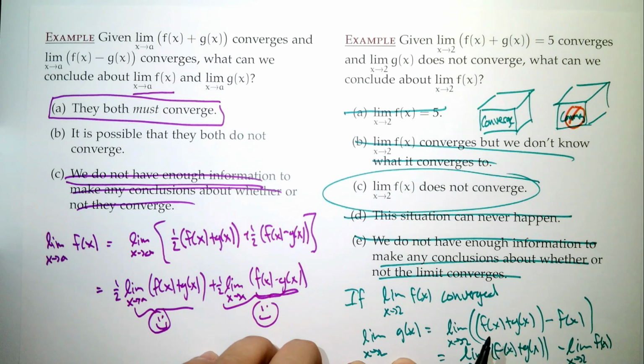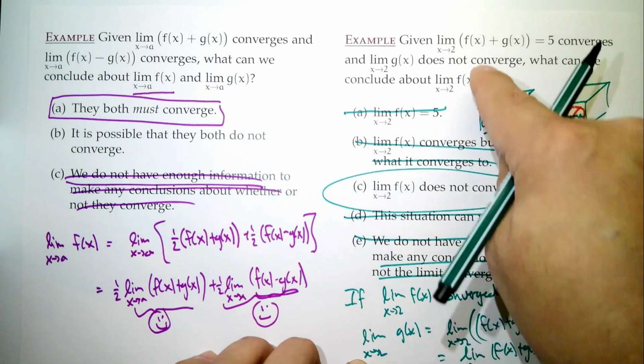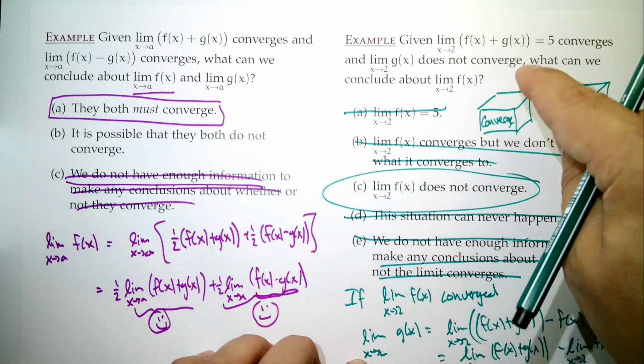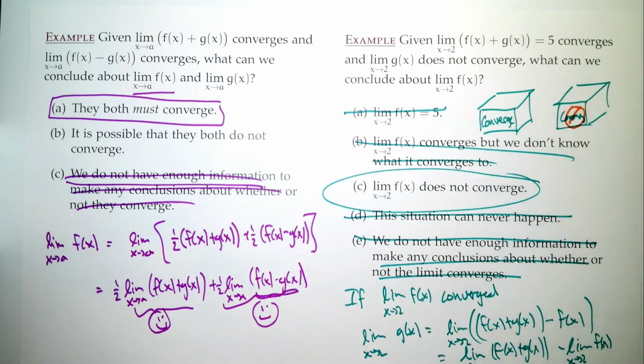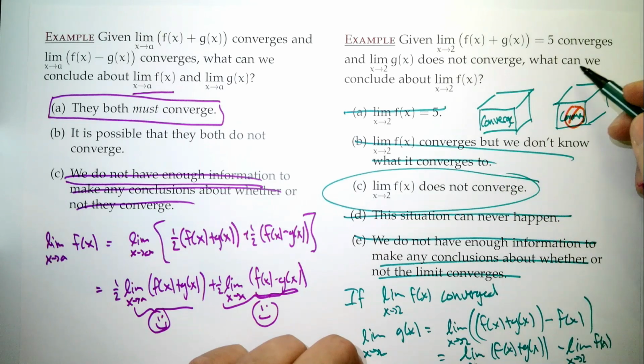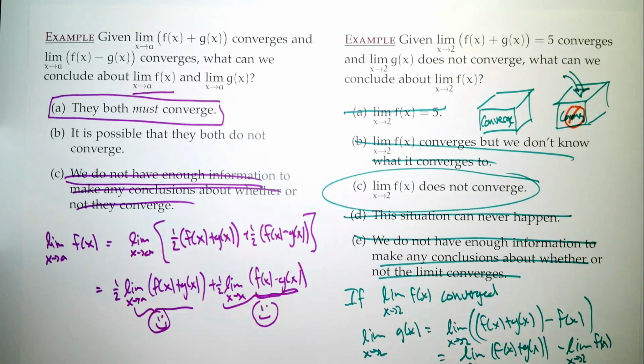But what's the one thing we know about this limit as x goes to 2 of g of x? It does not converge. So if I try to put this limit into the converge box, I reach an impossible situation. And therefore, it can't go into that converge box. So that means we have to put it into here. It has to go into the not converge box. So in mathematics, this is what we call proof by contradiction.